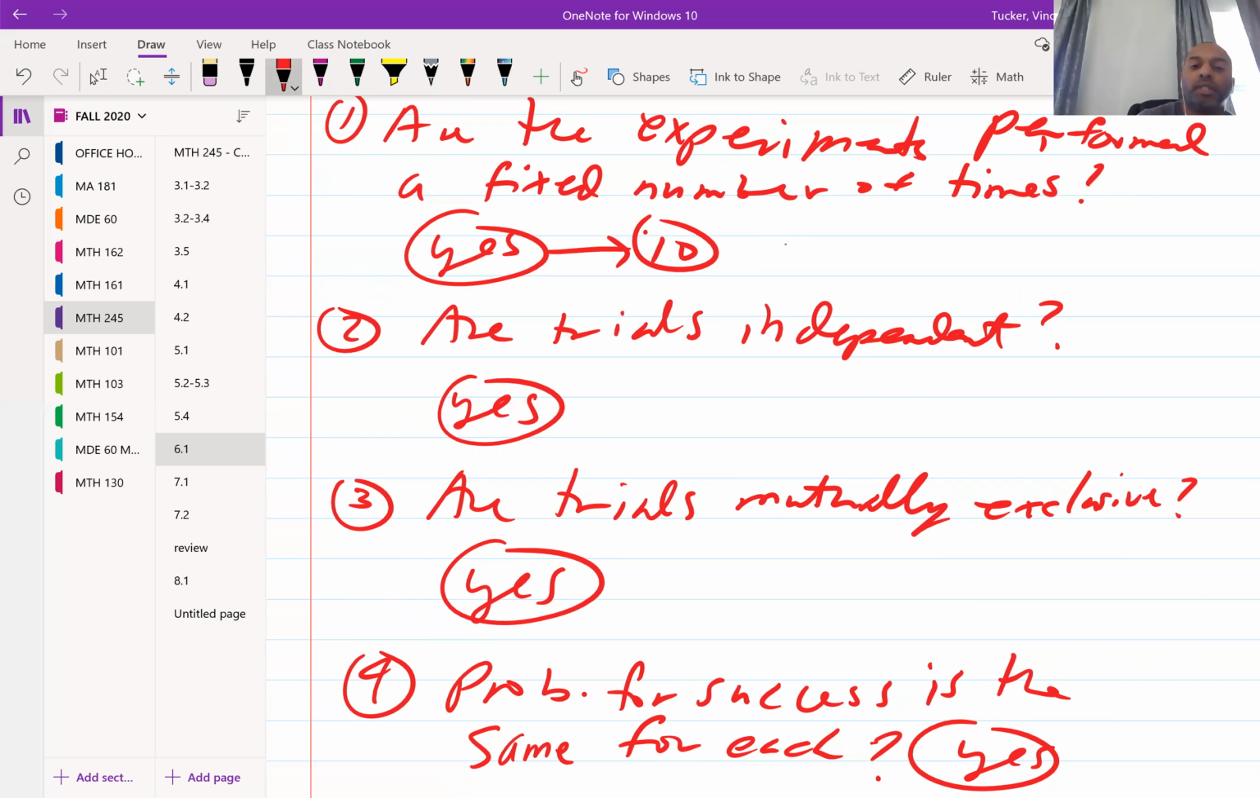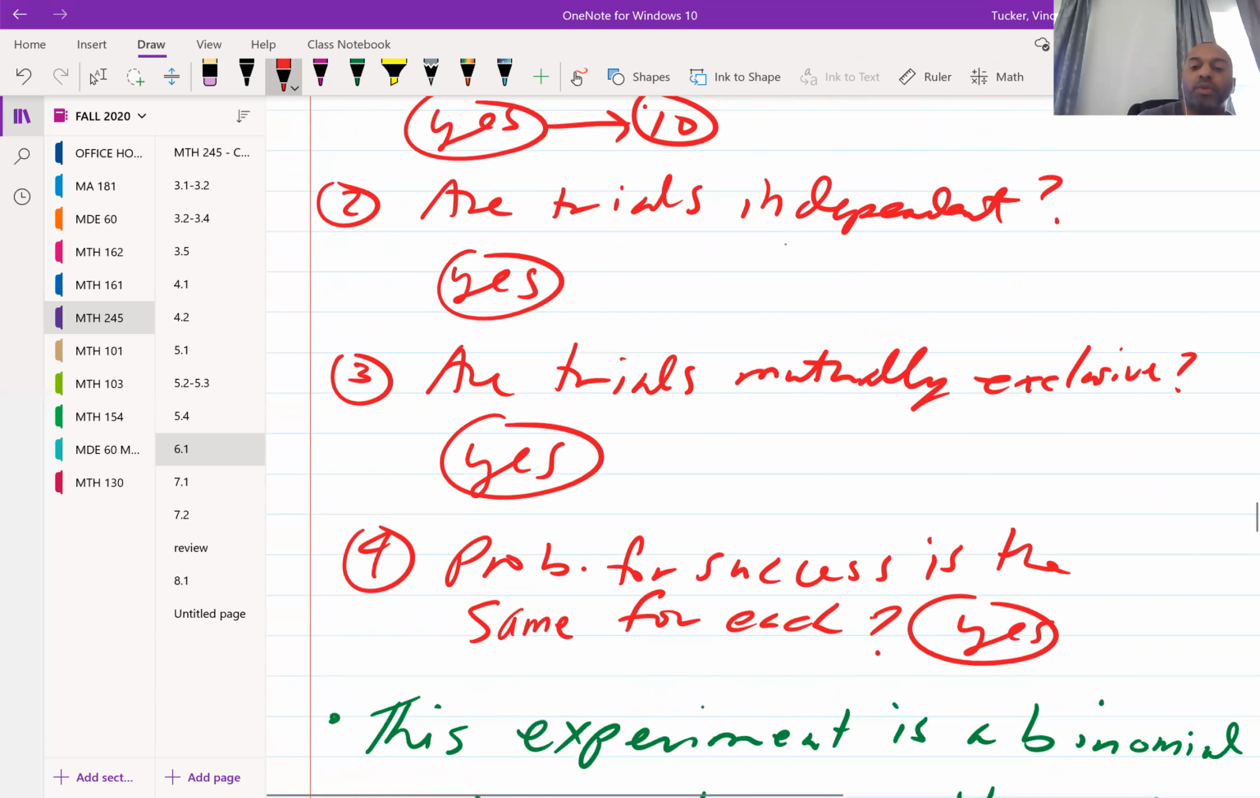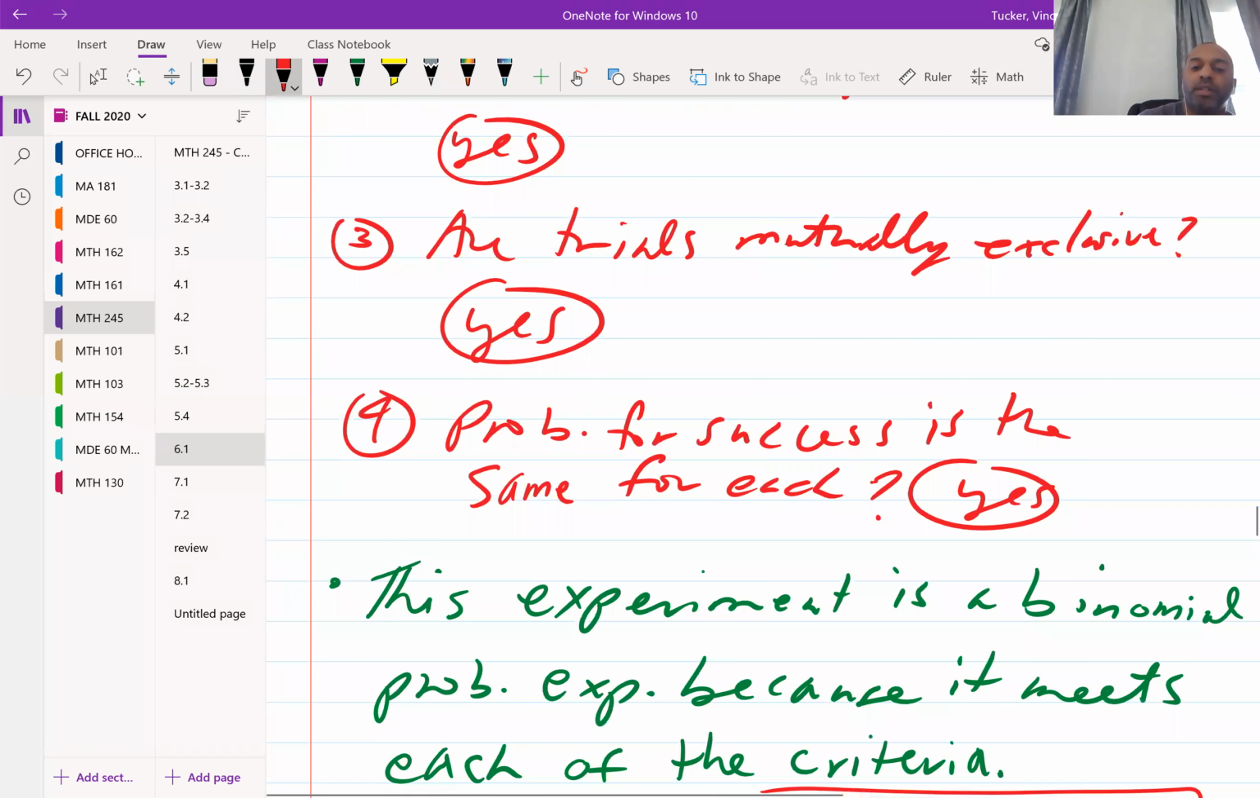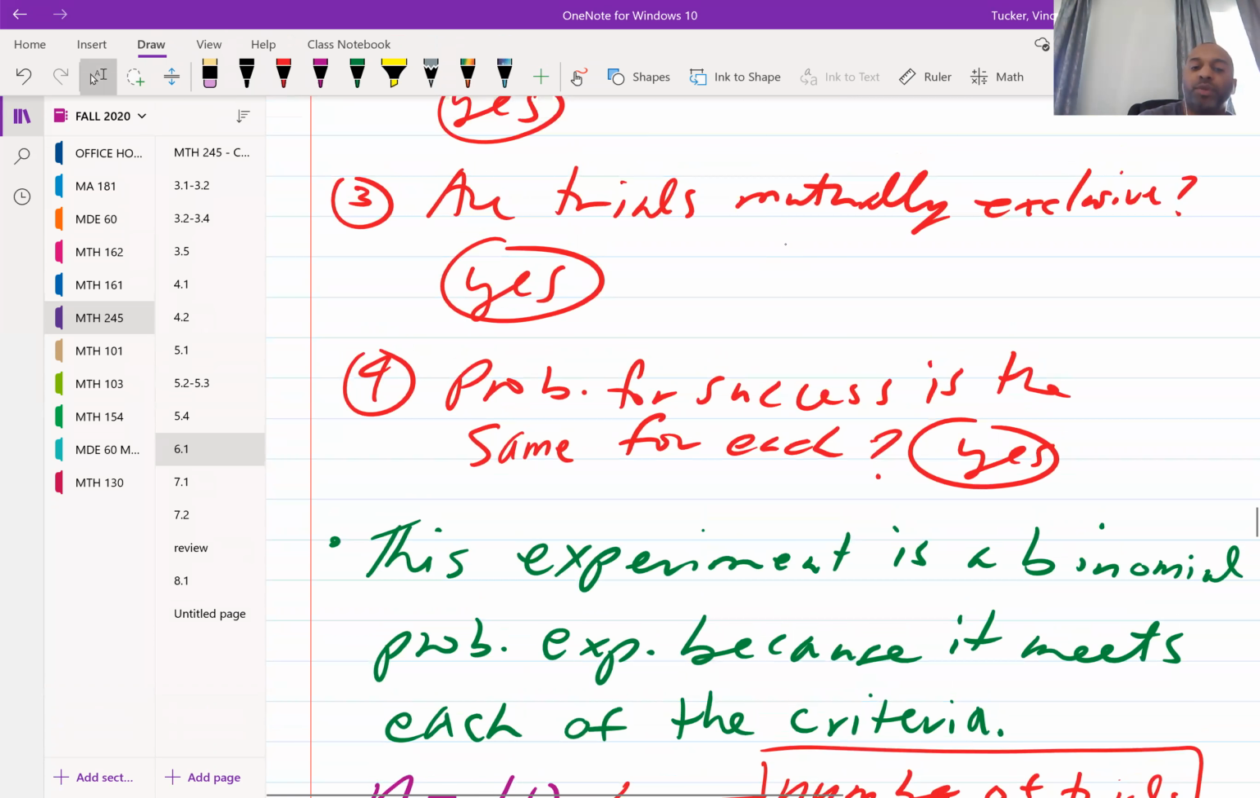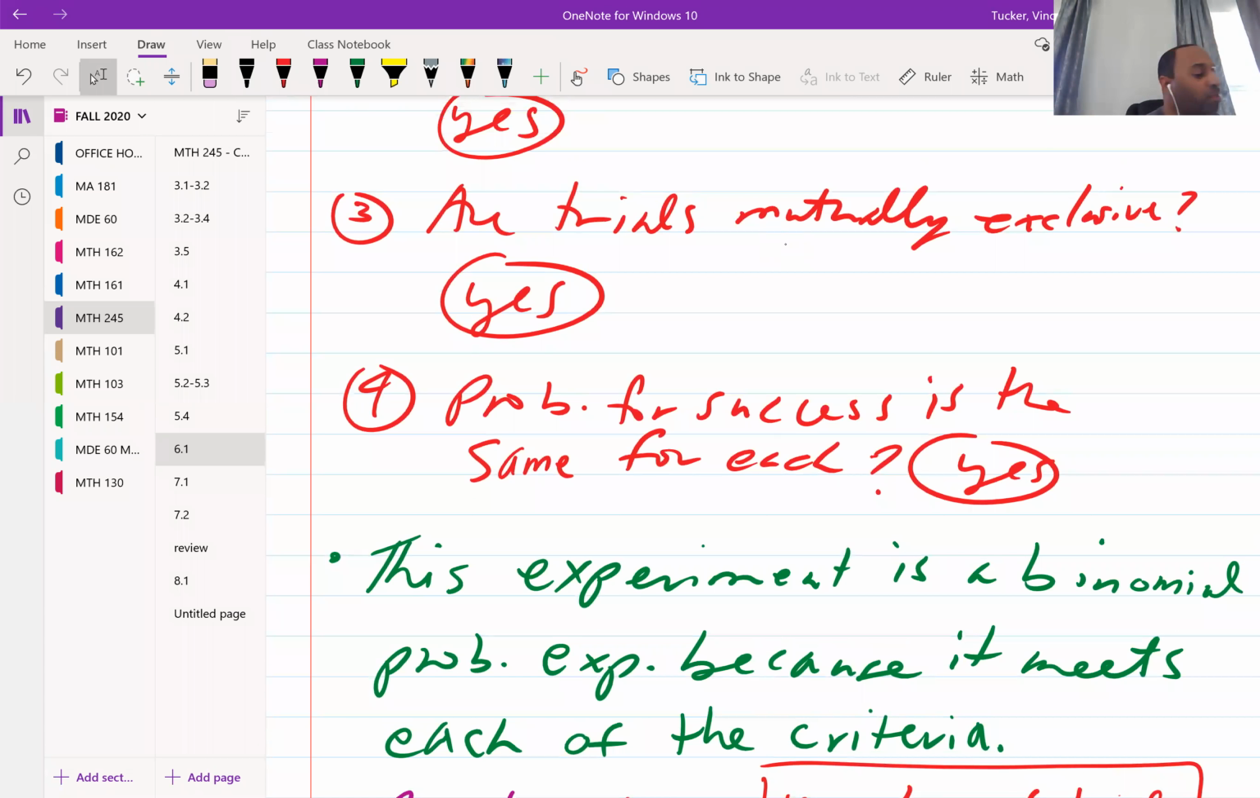All right. So since that's a yes for all four, this is a binomial probability experiment. Meets all the criteria. So it means we can pick out those other things, talking about what the number of trials are, possibilities for success and all that good stuff like that.